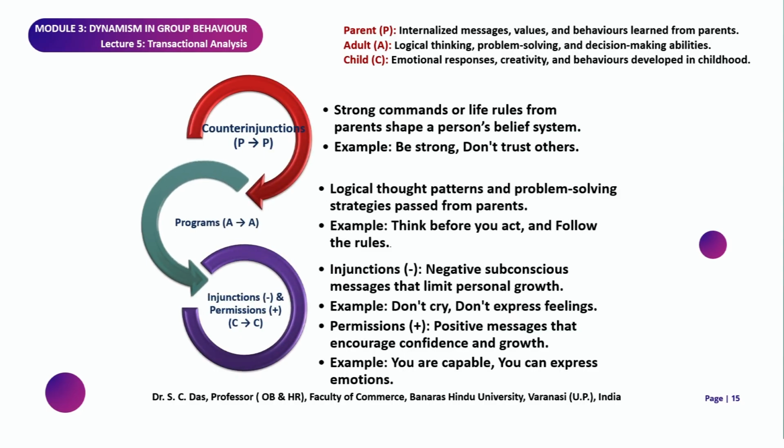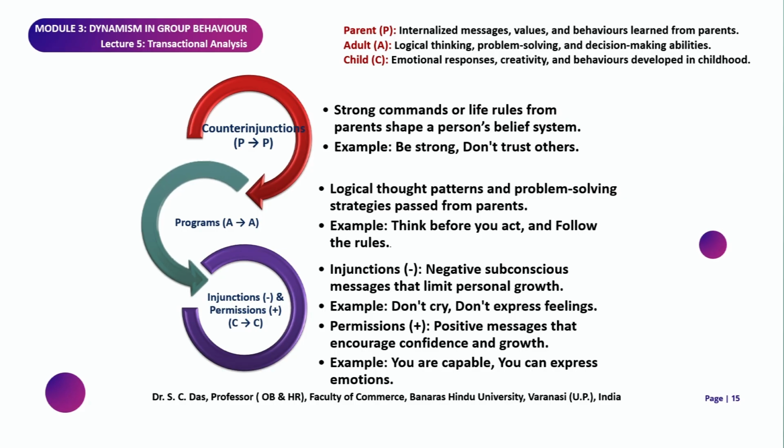Now see, parent: internalized messages, values and behaviors learned from parents. Adult: logical thinking, problem solving and decision making abilities. And child: emotional response, creativity, behavior developed in childhood. Now see, what does it mean basically? Parent ego we can learn at child level also, from our house. Adult ego also we are nurturing at child level also.